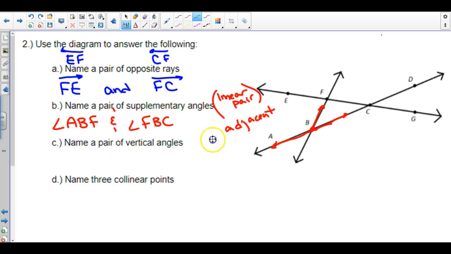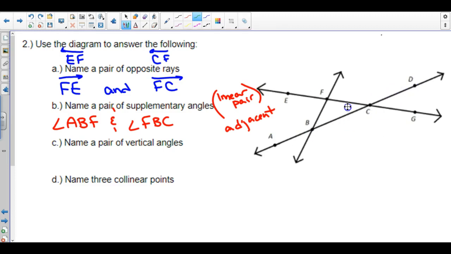Alright, name a pair of vertical angles. So vertical angles, 2 angles created by intersecting lines. So I could call this angle 1 and angle 2. Those are vertical angles. I could call this angle 3 and this one angle 4. Those are vertical angles. If I look at just angles 1 and 3, that is a linear pair, they are supplementary, they are adjacent, all that good stuff. So those are the angles that are created just from intersecting lines. So we just basically have to pick 2 intersecting lines.